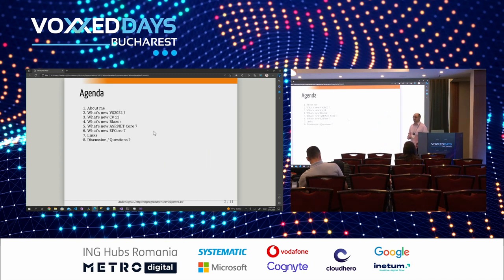This is the agenda for today. Again, I will take questions. So this is about me, logically. I should make something like this. What's new in Visual Studio 2022, in C# 11, in Blazor?